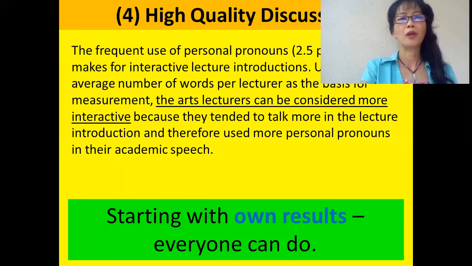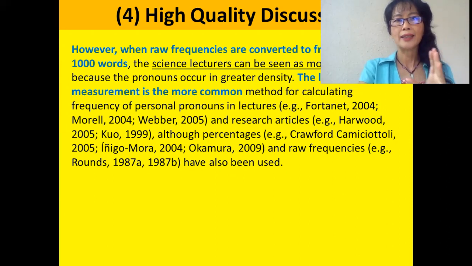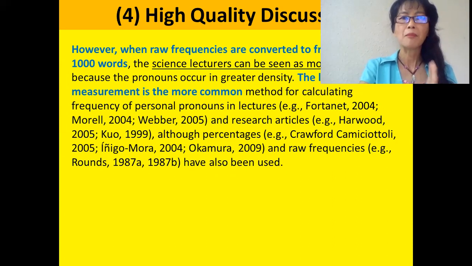Finally, we look at sample 4, a high quality discussion that appears in a very good journal. Own results, describing own results, no problem, everyone can do it. However, now here you see a certain move into comparing the own results with other researchers' results. And it is not just citing the results to show whether they are similar or different. There is a certain analysis of the method that is used for calculating the frequencies, because this method actually brings about different results.